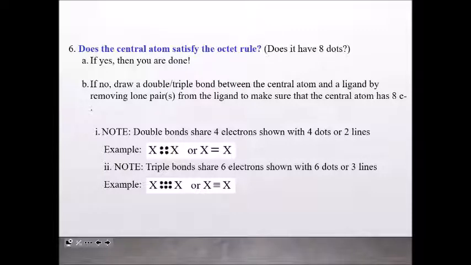Now I gave you the examples here of what they look like. Double bonds have 4 electrons, so you can use 4 dots, as shown in this picture right here. Or you can use 2 lines where each line represents 2 electrons. So you can use 2 lines or 4 dots for a double bond. You can use 6 dots or 3 lines for a triple bond. Sometimes you'll have to triple it up to make it work because we have to satisfy the octets of all the atoms.